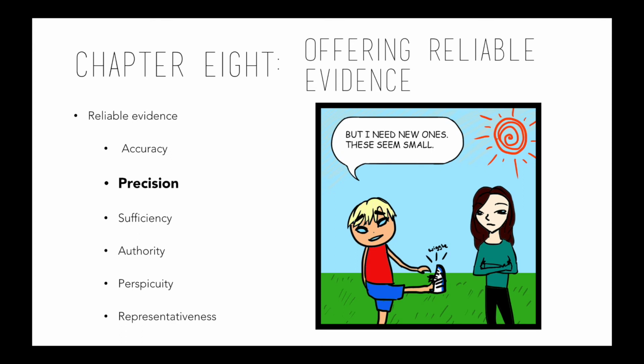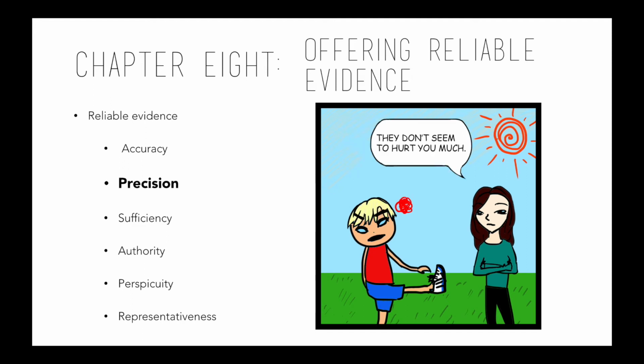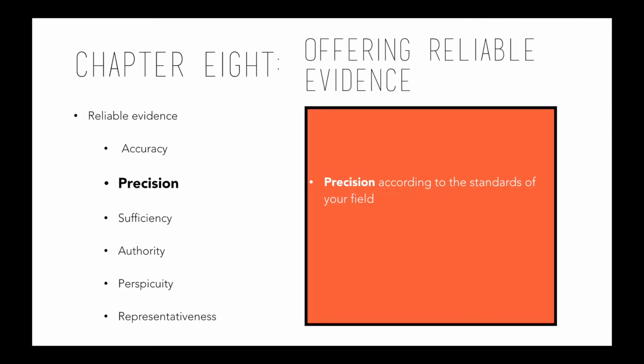The second criterion is precision. Let's look at this example, still on the previous example's topic of shoes. The boy says, "But I need new ones," and says as evidence that these seem small. But the girl replies that they don't seem to hurt you much, and rejects his evidence because the phrase "seem small" is not sufficiently precise. Make sure your evidence is precise according to the standards of your field. Don't make your evidence seem more precise than it is, but don't hedge your claim so that readers cannot assess its substance and precision either.